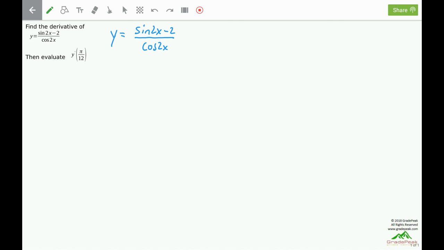However, since our denominator is a single term, it's not added or subtracted with anything else, we have the option of rewriting each of the terms in the numerator over that common denominator and avoid the quotient rule. Let's try that out. I have the sine of 2x over the cosine of 2x, and then I have minus 2 also over the cosine of 2x.